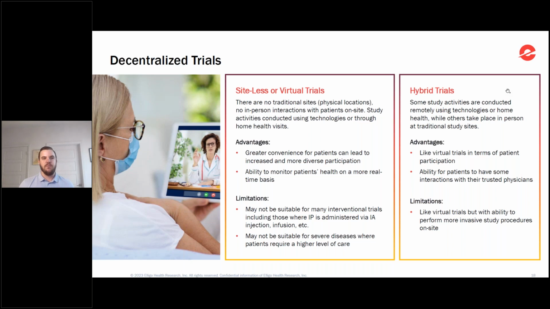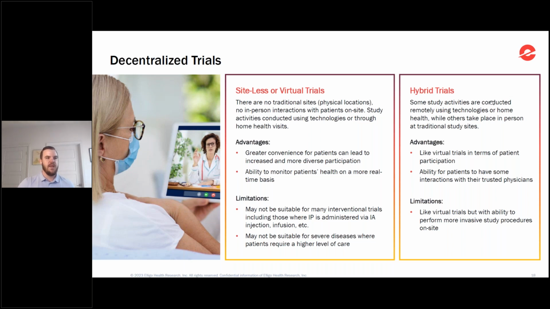And then at the same time, one of the big pros behind the traditional model that you'll also see carried into the hybrid is that face-to-face interaction that patients are having with their trusted physicians as well as other site staff. And then limitations, very similar to virtual trials. If you have a study where there are invasive study procedures being performed, you obviously could not do those during a home health or telehealth type of visit.